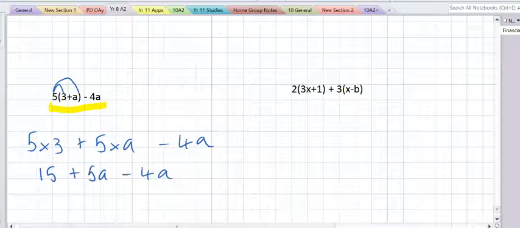Claudia, is it 15 plus 1a? Good. How did you get the plus 1a? Because 5 take 4 is 1. Yeah, they're like terms. So there's 5 lots of a minus 4 lots of a. You can think about it as 5 apples take 4 apples.